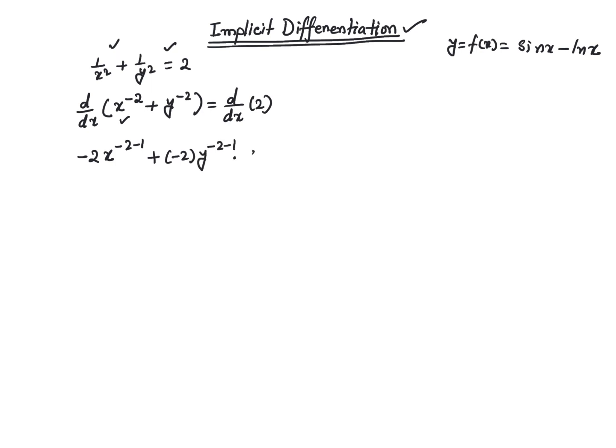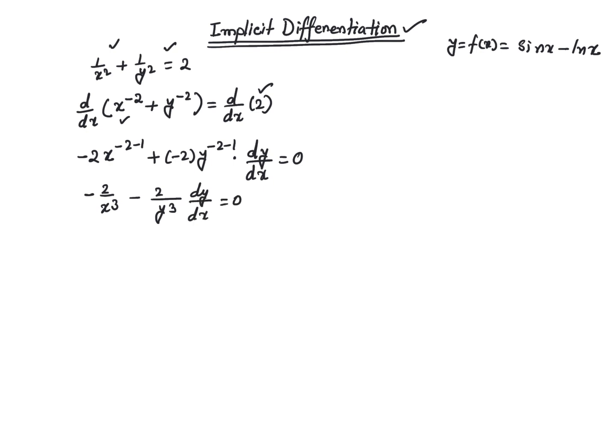Then using the chain rule, I'm going to multiply by dy over dx, and that should be equal to 0 because 2 is a constant. The derivative of a constant is 0. So if I simplify it, I'm going to get 2 over x cube minus 2 over y cube dy over dx is equal to 0.